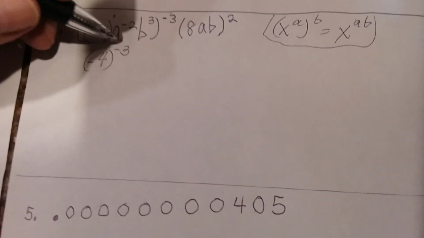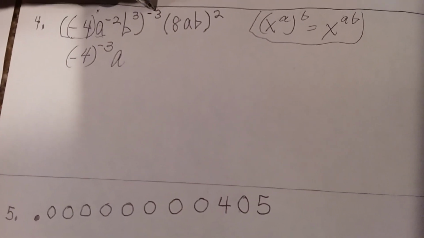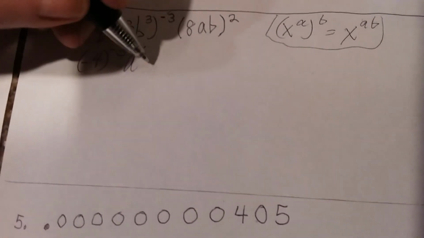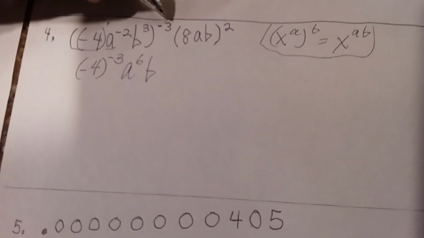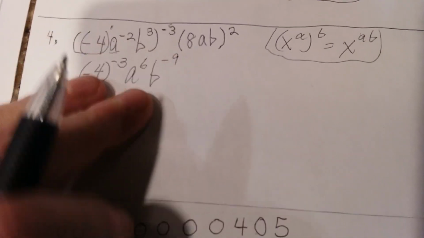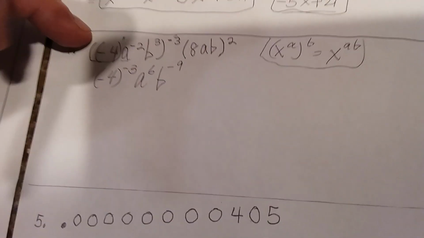The next base is a, copy it. -2 times -3 is +6. And then the next base is b. 3 times -3 is -9. So now this whole monomial has been simplified by doing the exponent and parentheses first.